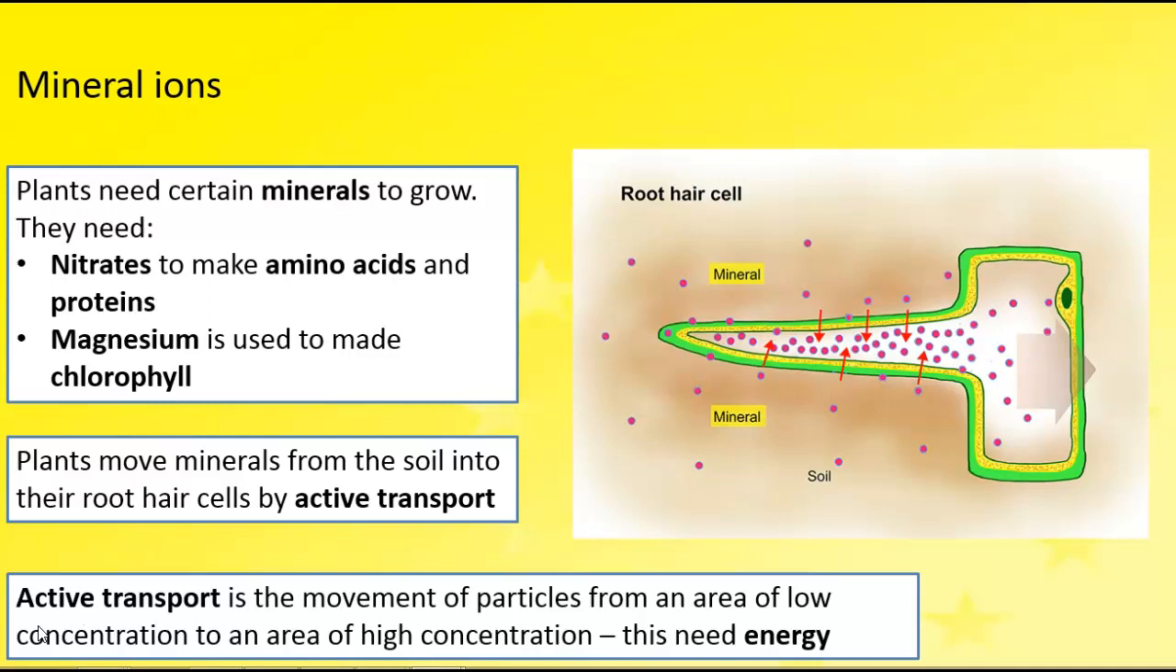And so what the cell does is it actively pumps those mineral ions into the cytoplasm of the root hair cell. And that process is referred to as active transport. So the definition of that is the movement of particles from an area of low concentration to an area of high concentration, and this process requires energy.